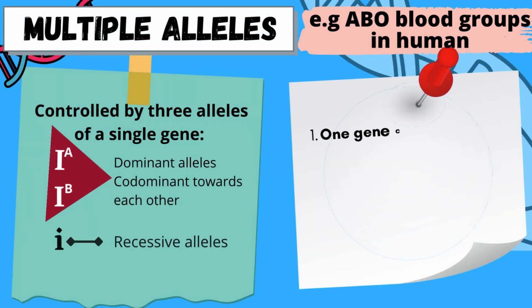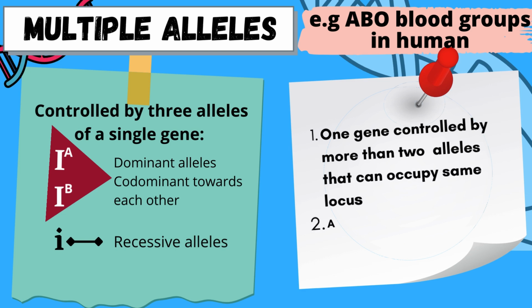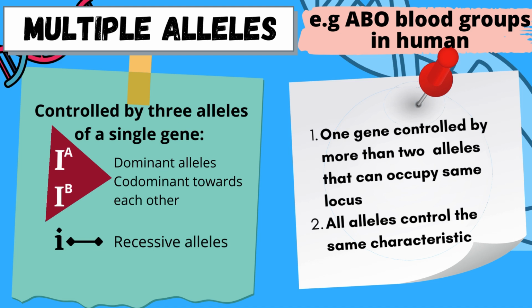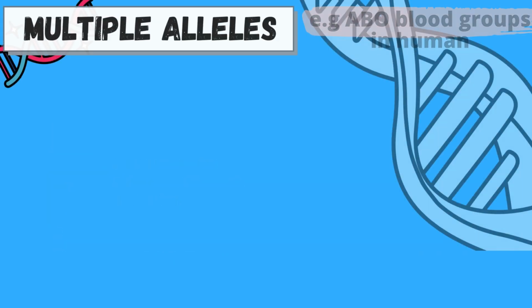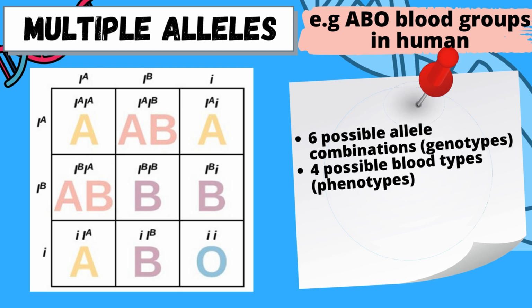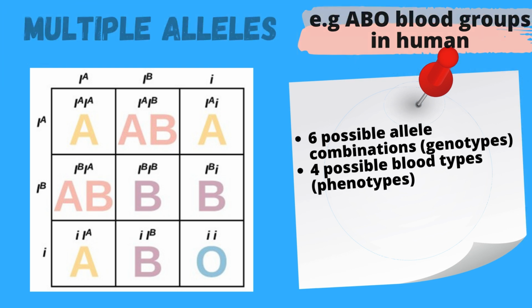Next is multiple allele, when one gene is controlled by more than 2 alleles at the same locus. The example of multiple allele is the A/B/O blood group in human. These 3 alleles produce 6 possible allelic combinations with 4 different phenotypes, the blood groups.